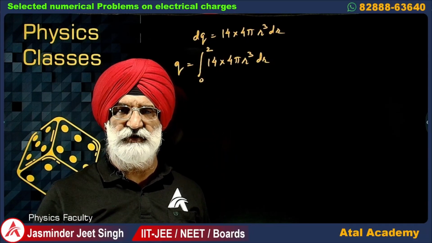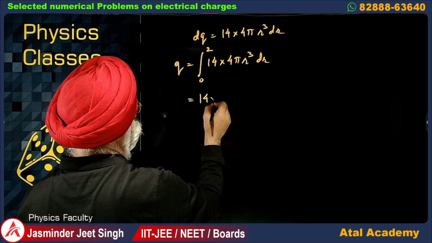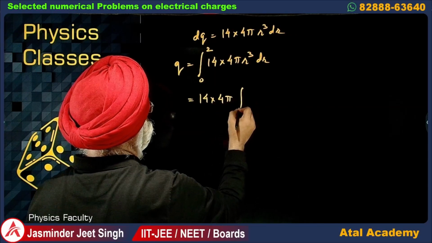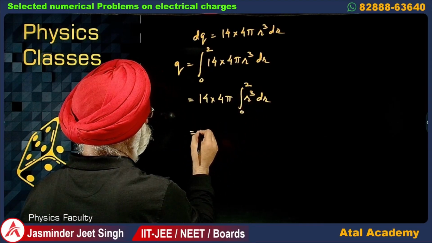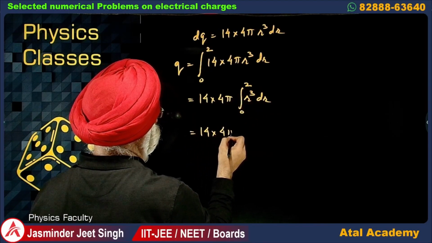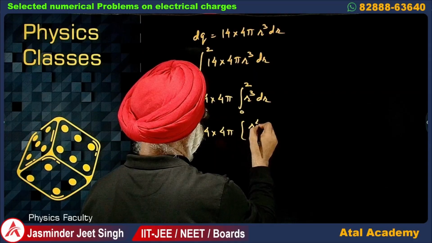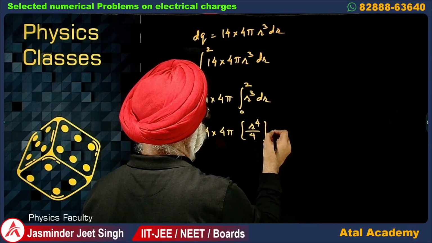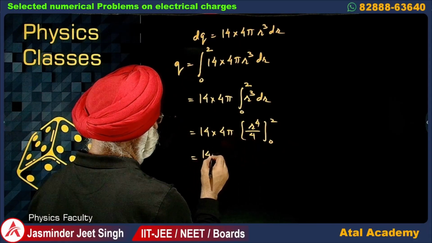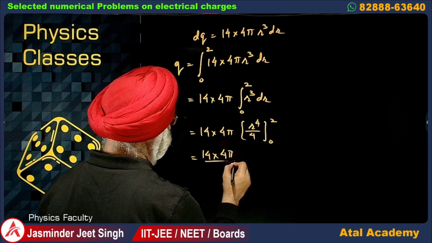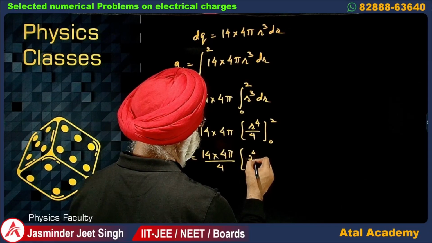Whatever charge we will be getting, this charge will be in microcoulombs. 14 into 4 pi, we can take it outside, integration of r cube dr from 0 to 2. Integration of r cube is r to the power of 4 upon 4 from 0 to 2. This 4 can be taken outside. 14 into 4 pi upon 4 into r to the power of 4. Now we can write 2 to the power of 4 minus 0 to the power of 4.